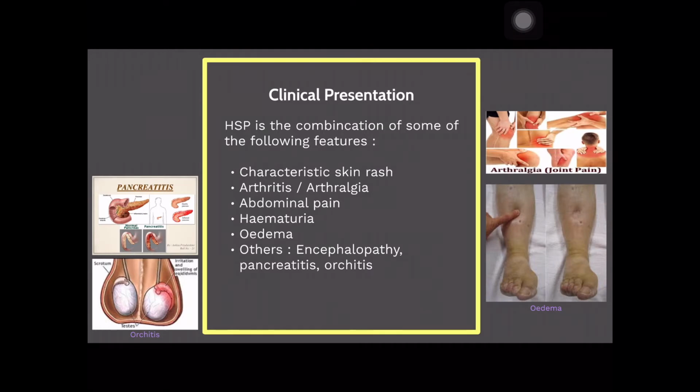Arthritis occurs in 80% of patients with Henoch-Schönlein purpura and is most common in the lower extremities, particularly the ankles and knees. The arthritis is acute and very painful with refusal to bear weight.